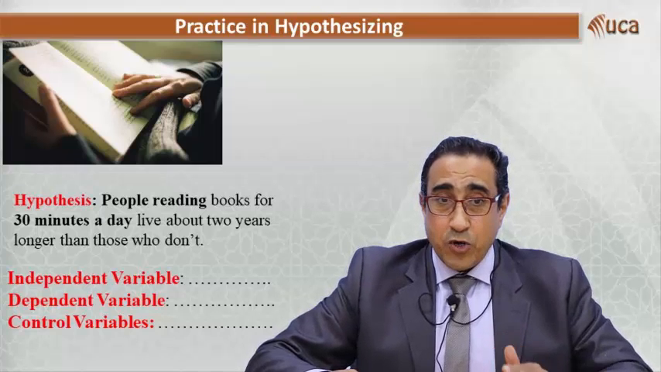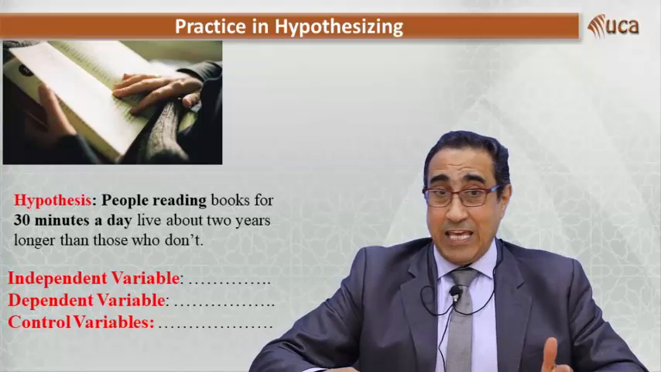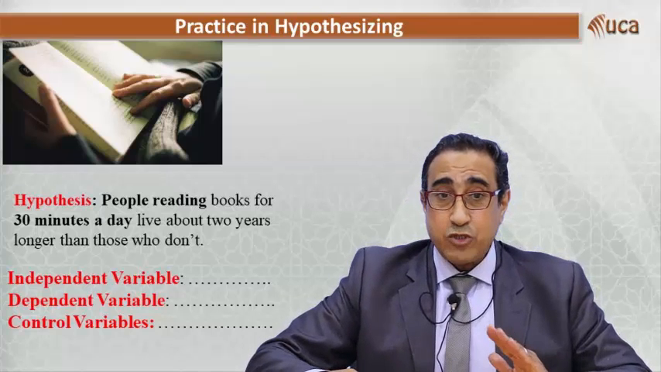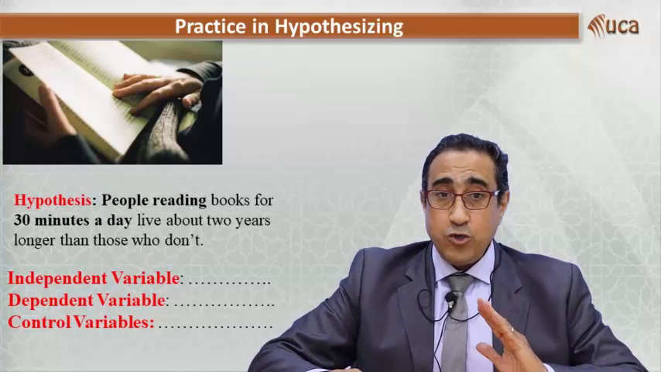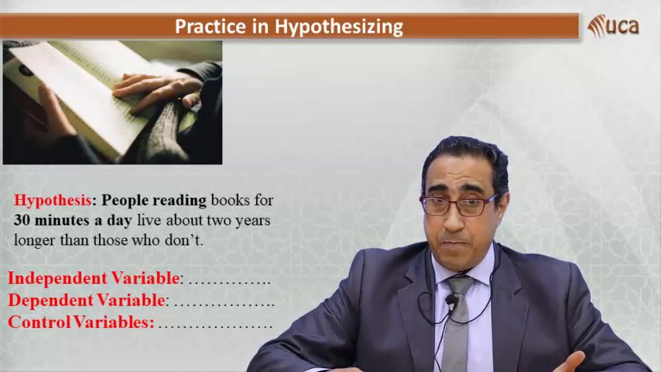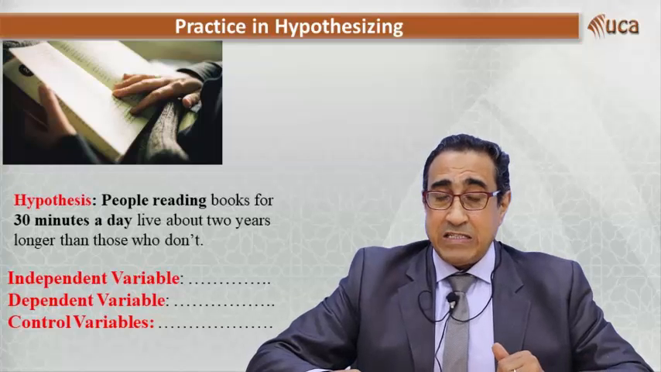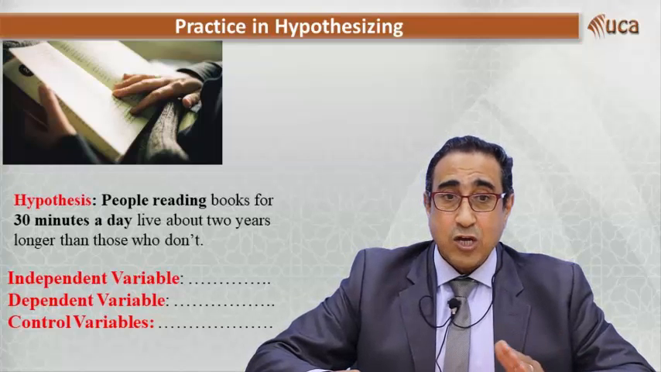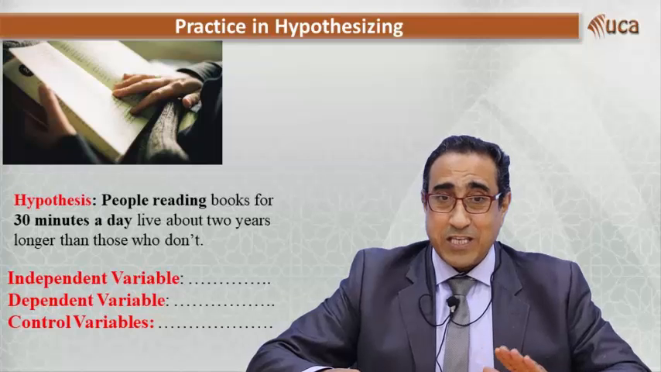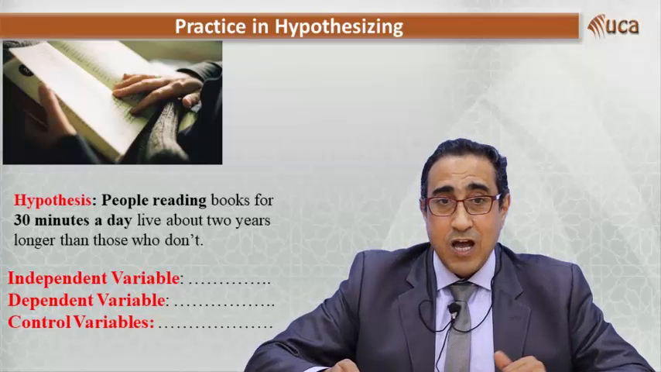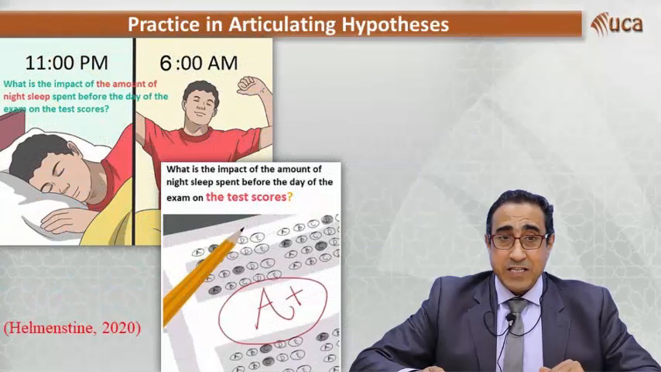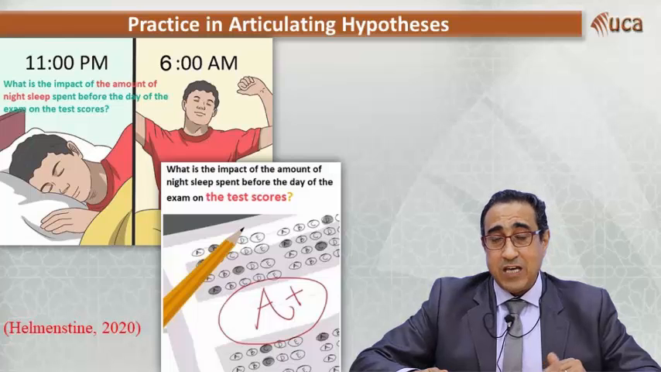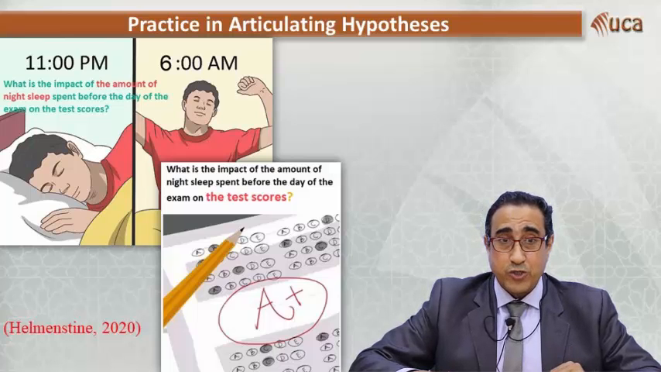Now, as an exercise, the hypothesis is as follows. People reading books for 30 minutes a day live about 2 years longer than those who don't. Now, you should show the independent variable, the dependent variable, and the control variable. This is the exercise that you should answer online.